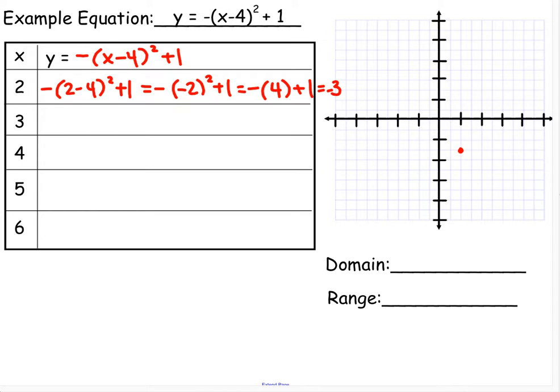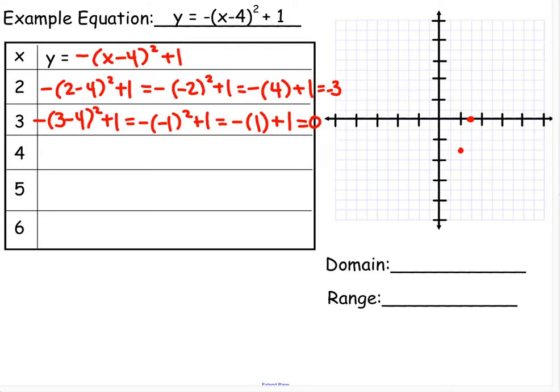Next one, we're going to input 3. So 3 minus 4, all squared, plus 1. We start off with the parentheses. 3 minus 4 is negative 1. Then we square negative 1. So negative 1 times negative 1 is 1. We have a negative 1 out in front, plus 1 gives us 0. So our pair when we graph it out is right 3, up 0.